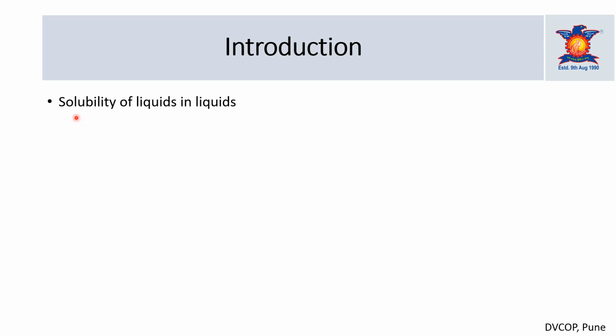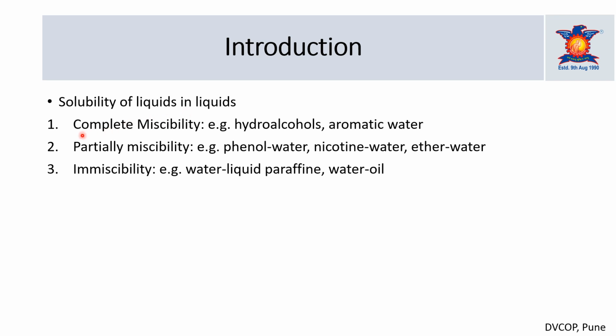Now let's discuss the next important solubility, the solubility of liquids in liquids, and it is of three types. Complete miscibility, an example is hydroalcohol. In pharmacy the elixir is a hydroalcoholic system. Next example is aromatic water. Second is partial immiscibility, examples are the phenol-water system, nicotine-water system and ether-water system. Third is immiscibility.